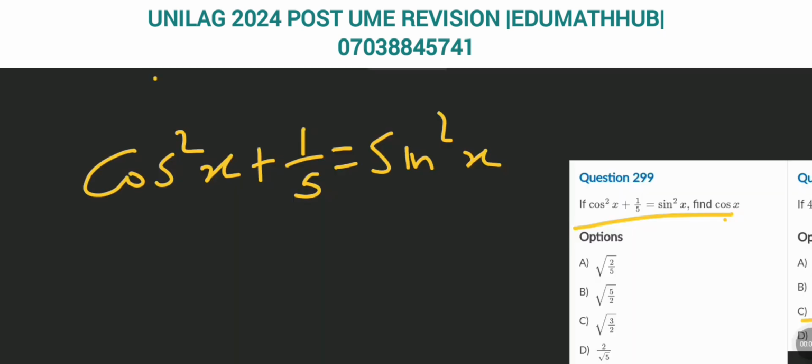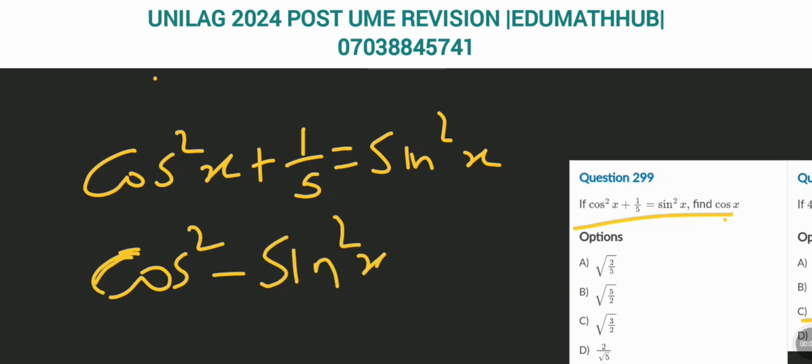So for this last question, we are told that if cos square x plus 1 over 5 is equal to sine square x, we have to find the value of cos x. So this is trigonometry. So we have cos square x plus 1 over 5 equals sine square x. So the first step to do is to take sine square x to the other side, that is the left hand side. So when you do that, you have cos square x minus sin square x equals minus 1 over 5.